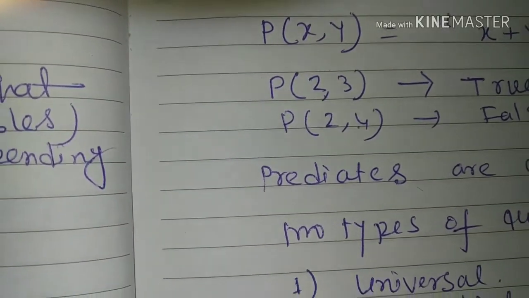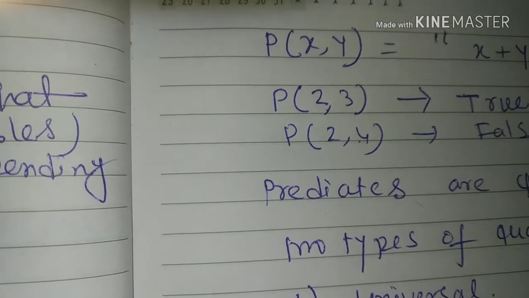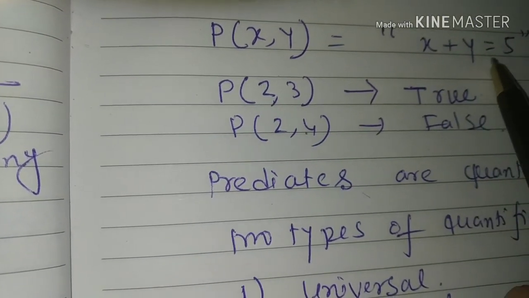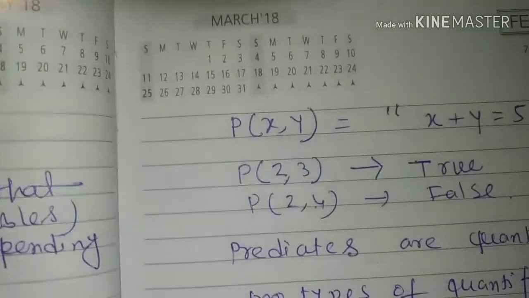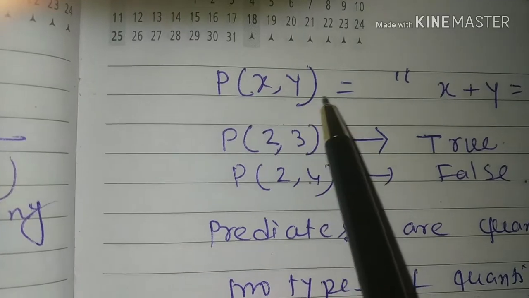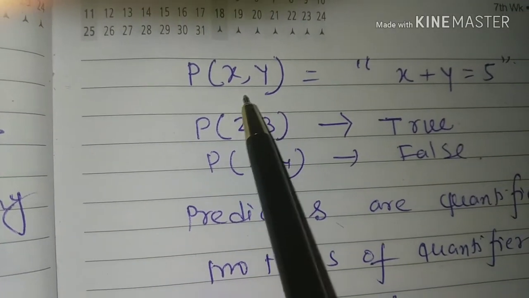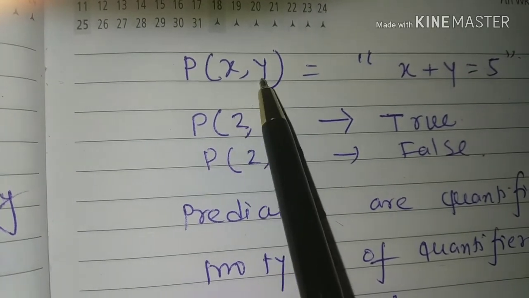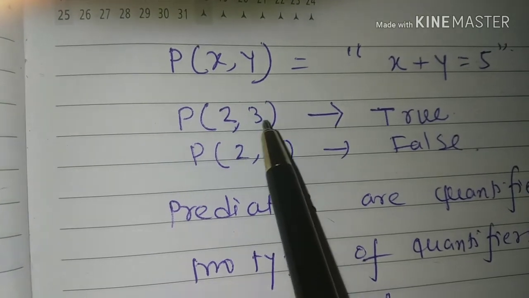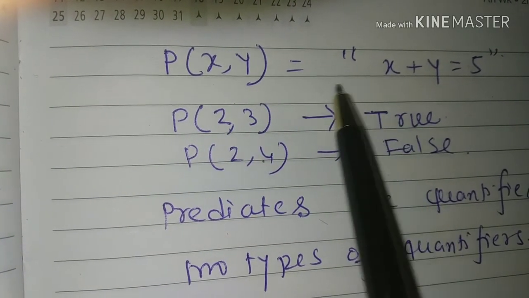Now in predicate logic, there can be one variable, two variables, three variables, four variables. For example, P(x, y) is equal to x plus y is equal to 5. It is also a predicate. It contains two variables. Now if we take the values of these two variables, let us suppose x is equal to 2 and y is equal to 3, then we get P(2, 3).